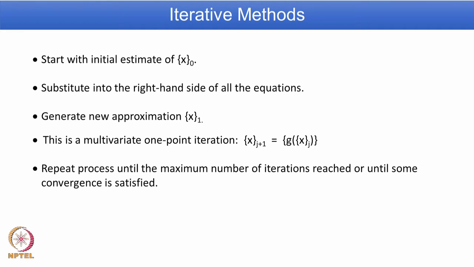So, you repeat this procedure, either specifying a convergence criterion or you forcibly say we will do the iteration only for a fixed number of iterations, say 500, 1000, whatever the error accumulation. Slowly, as the calculation proceeds, that will also come down.